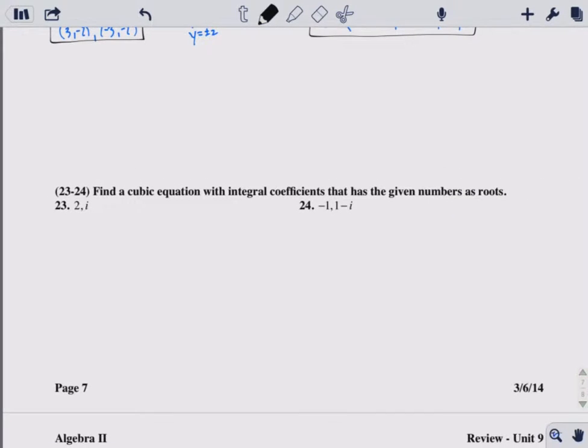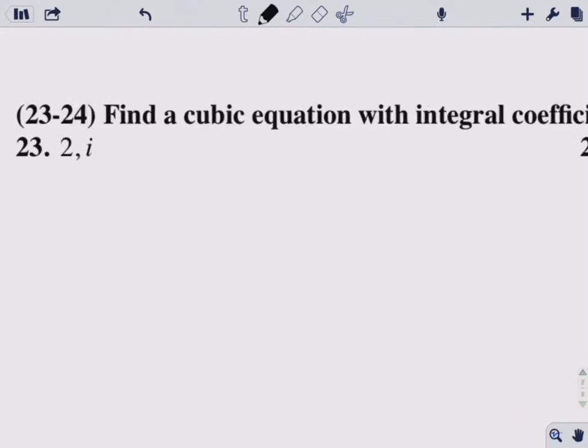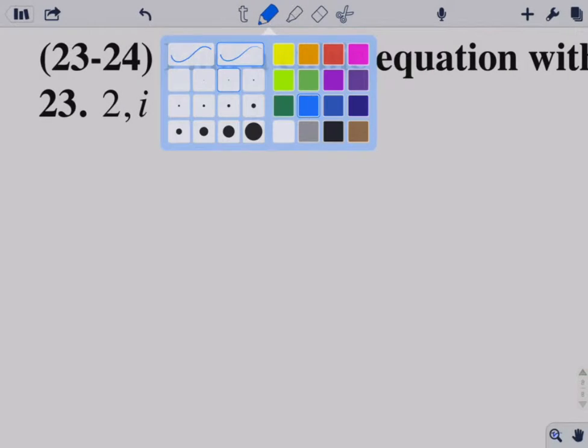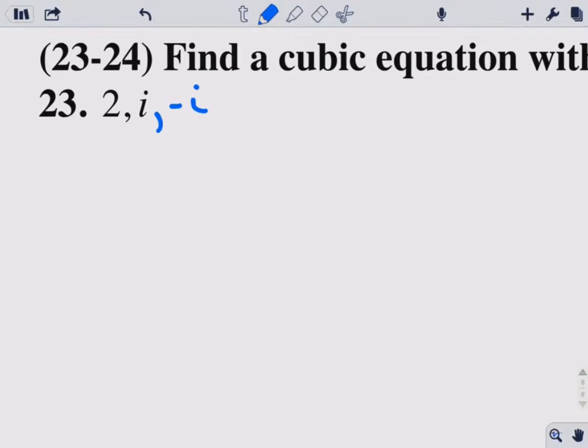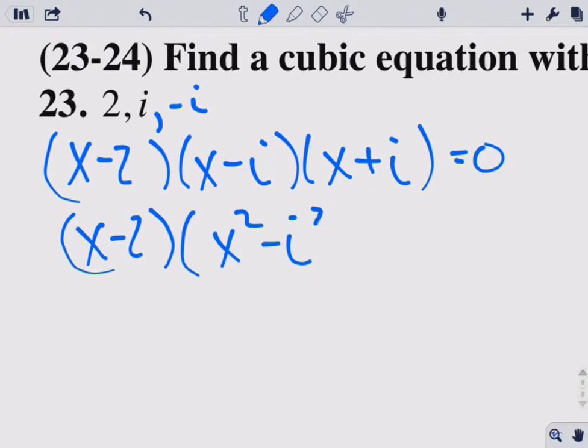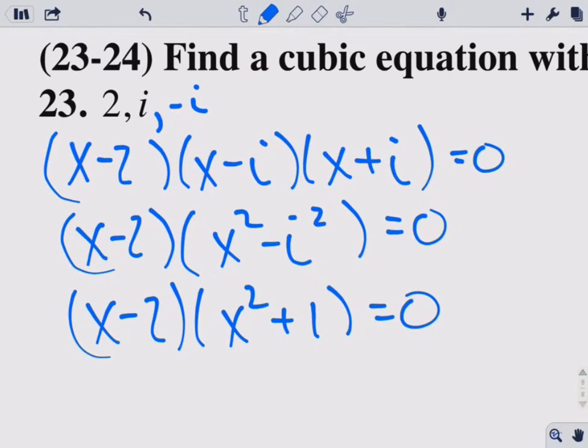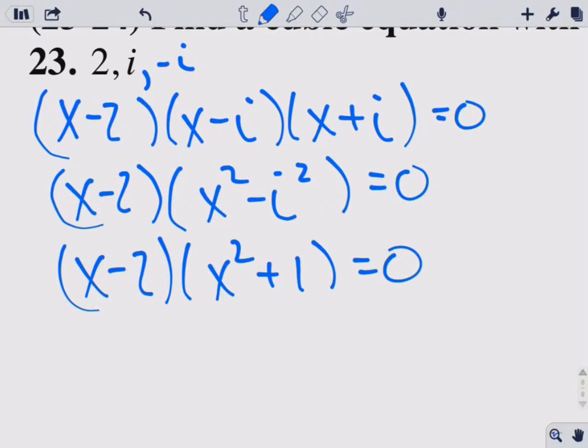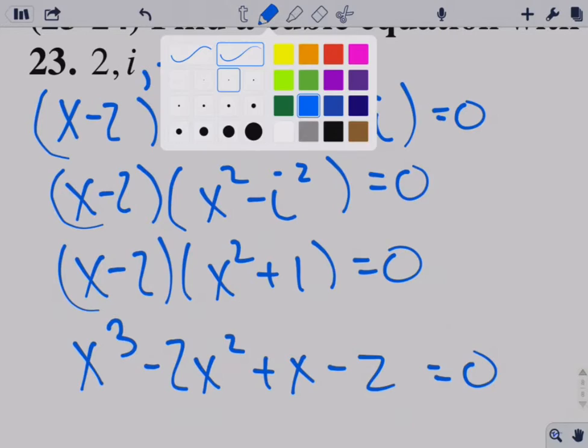Find a cubic equation with integral coefficients that has given numbers as roots. Complex conjugate root theorem says if i is a root, negative i is a root. So I have x minus 2, x minus i, x plus i equals 0. So I'm going to FOIL this stuff here first. So that's x squared minus i squared equals 0. X minus 2 times x squared plus 1. I squared is negative 1. Negative i squared is positive 1. So I get x cubed minus 2x squared plus x minus 2 equals 0. There's your answer.